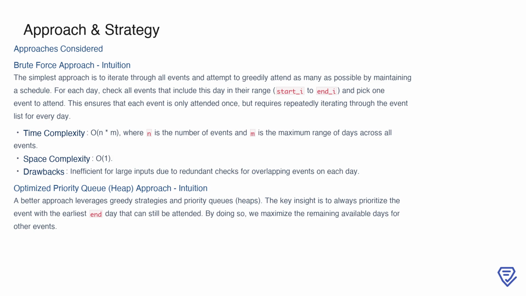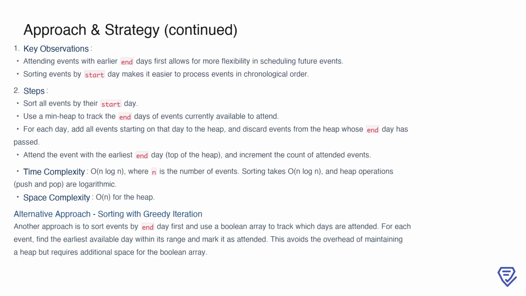To overcome this, we explore an optimized approach using priority queues, which takes advantage of a greedy strategy. The key insight here is to always prioritize attending the event that ends the earliest and is still feasible to attend. This ensures that we leave as many days as possible open for future events, making this approach far more efficient. Now, let's break down how the optimized priority queue approach works in detail.